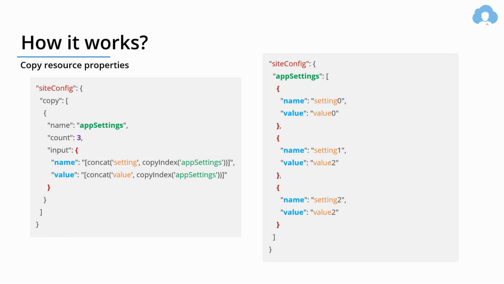And you can use the same approach for the properties on the resources. So for instance, for the app settings on an application, you can create a copy element, call it app settings, count of 3, and then provide an object instead of the string. So the input that you provide for the copy element doesn't have to be a simple string, it can be an object as well. In this case, we are creating app settings property, 3 objects within it, with the name and the value properties, and concatenating the settings and the value with the copy index. As you see, it's fairly simple, and you can create multiple properties on your resources using the copy elements.